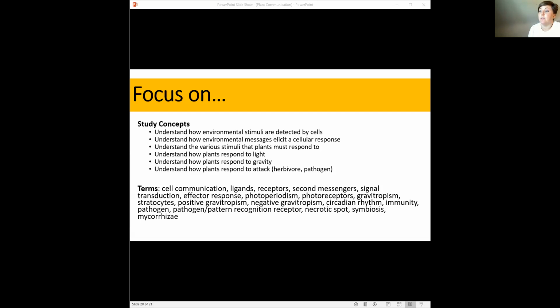You need to know the terms cell communication, ligands, receptors, second messengers, signal transduction, effector response. From this lecture in particular, know the terms photoperiodism, photoreceptors, gravitropism, stratocytes, positive and negative gravitropism, circadian rhythm, immunity, pathogen or pattern recognition receptor, necrotic spot, symbiosis, and mycorrhizae.